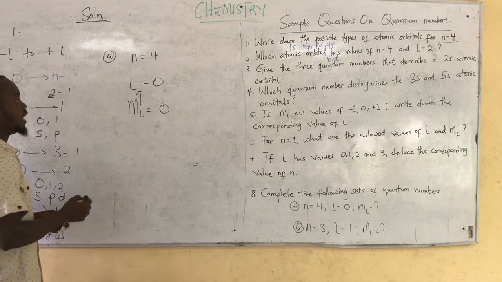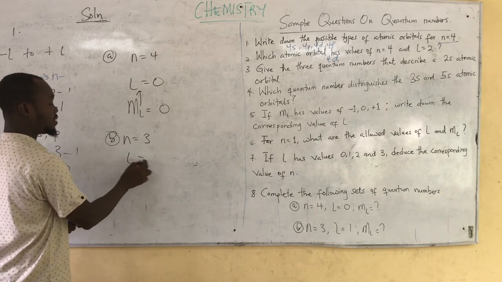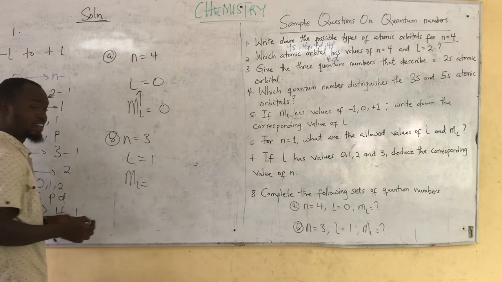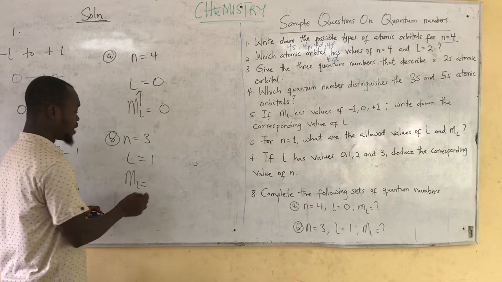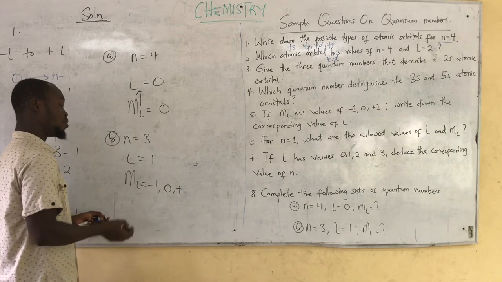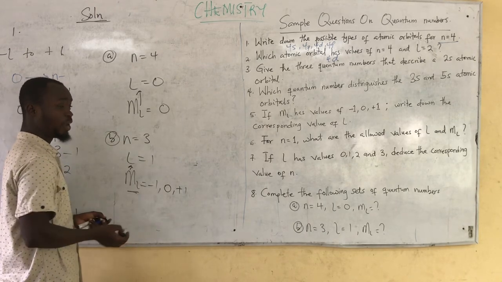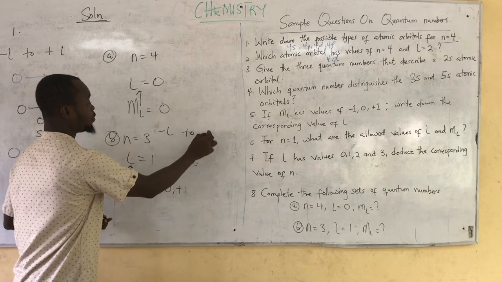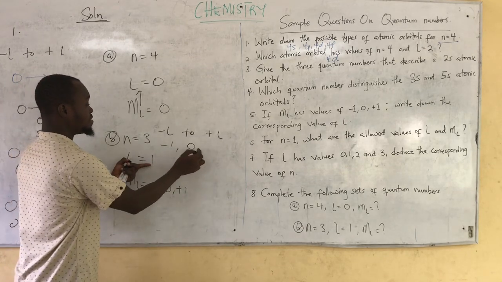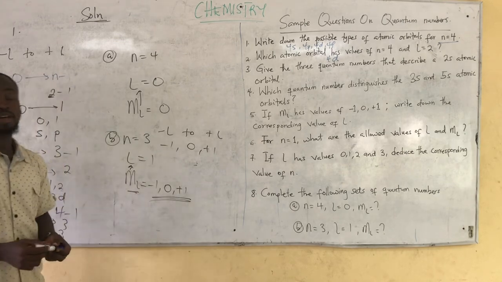Is that okay? And now in the second set, we have n is equal to 3, L is 1, and then what will be our ML? You can pause the video and answer the question as well. Our ML becomes what? Negative 1, 0, and then positive 1. Why? Because the ML depends on the L value. And then to know the ML, we use the value range, negative L to positive L. Our L here is 1, so it becomes negative 1, 0, and then positive 1. And that is our ML value as well.